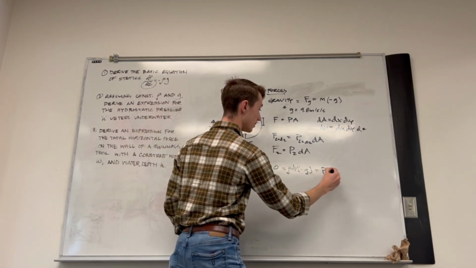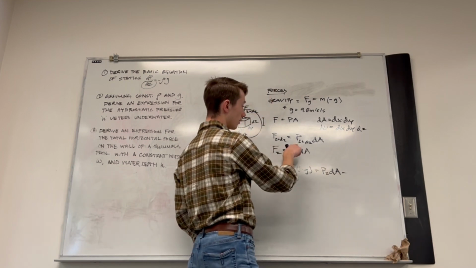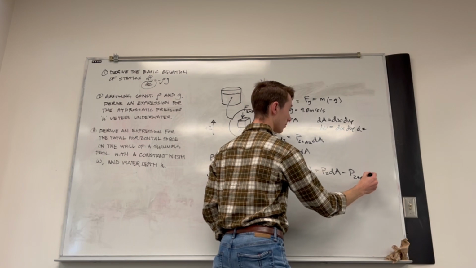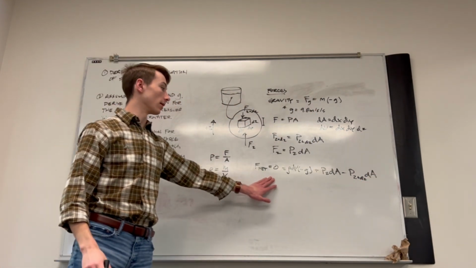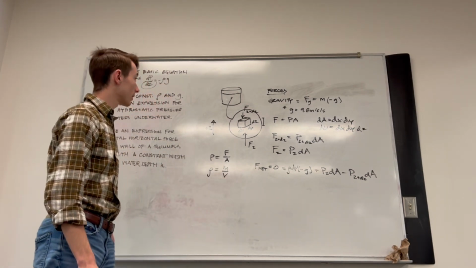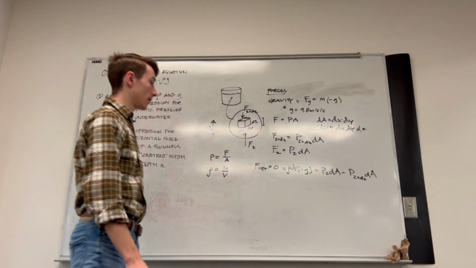Pressure at z times dA, minus pressure at z plus dz times dA, and this all equals 0. So we can rearrange some of these things to make this a little easier on ourselves. We're going to get pressure on one side of the equation and the rest of our variables on the other.